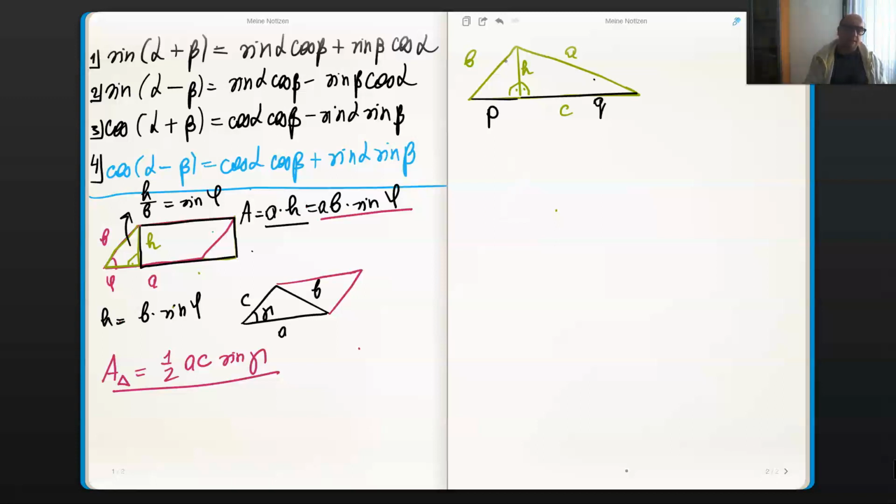Well, let me also call this angle gamma, and this one phi. Okay. Now let's see. What is the area of this triangle? Well, first of all, I can take the formula I derived here. So the area of the whole triangle is a half a times b times the sine of the angle in between. But the angle in between consists of two different angles, phi and gamma, so this is the sine of the sum of phi and gamma. That's the story, on the one hand.